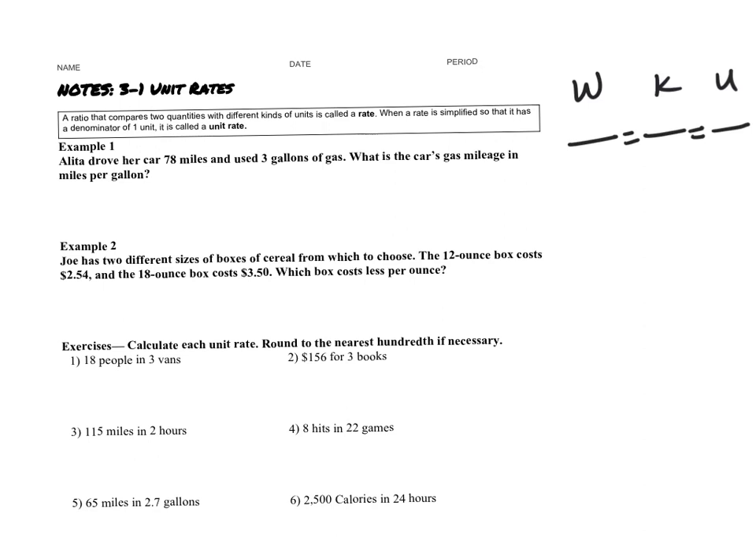So a ratio that compares two quantities with different kinds of units is called a rate. When a rate is simplified so that the denominator is 1, it is called a unit rate. So a rate is going to be like, I can type 50 words in 2 minutes. Okay, a unit rate would be how much I could type in 1 minute. Okay, so that's kind of how we set it up.